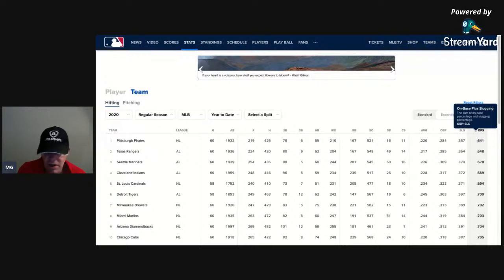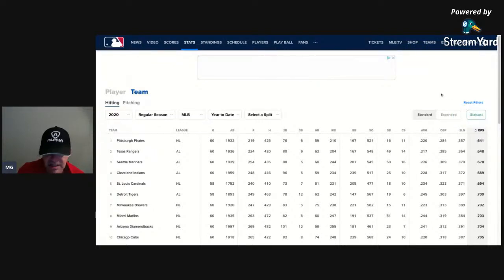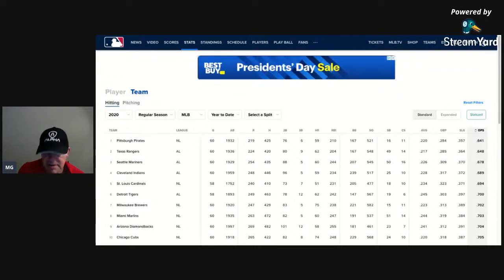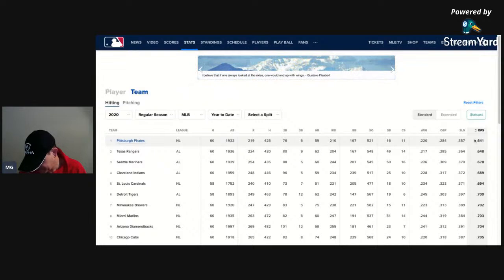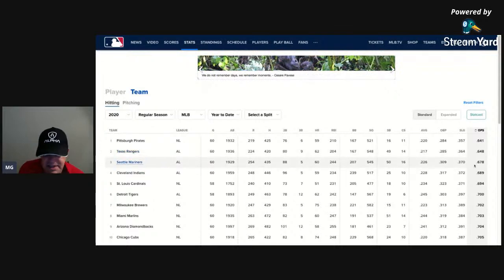So regardless of how good your pitching is, if you can't hit in Major League Baseball, which means you cannot score runs, you will not win games. And here's proof. Let's look at Pittsburgh. They were dead last in OPS last year. Let's remember that, so I'm going to write that down. Pittsburgh, so I don't have to switch between screens. Texas, their OPS was .648, second worst in Major League Baseball. And Seattle, .678. So we'll write that down.